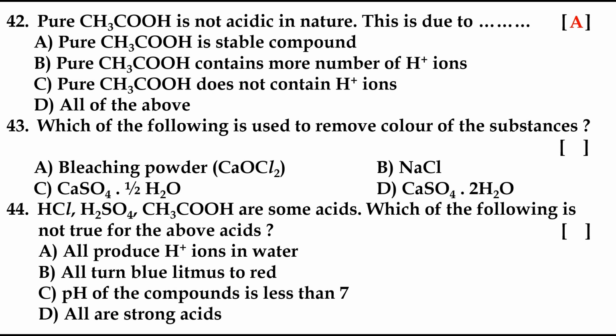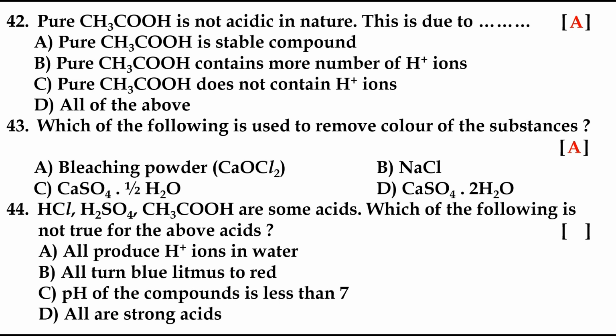43. Which of the following is used to remove color of the substances? A. Bleaching powder. B. NaCl. C. CaSO4·5H2O. D. CaSO4·½H2O. Answer is option A. Bleaching powder.